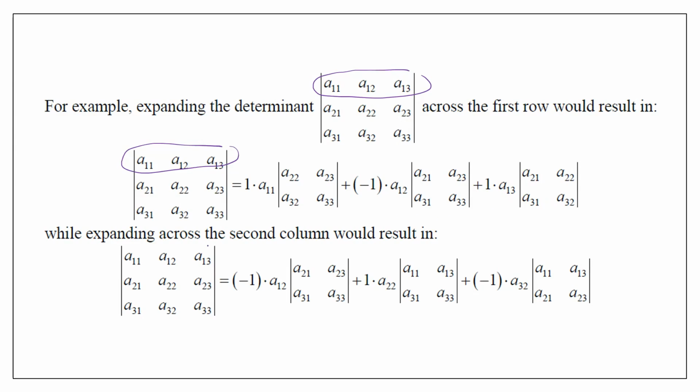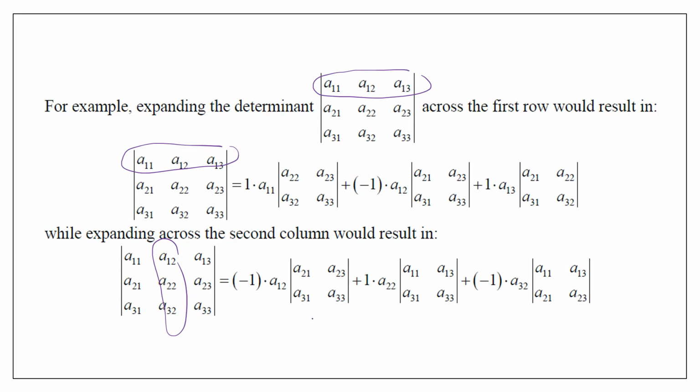If we were to expand across the second row, second column, so that would be this column right here, we would have -1 times A subscript 1,2 times its minor, plus 1 times A subscript 2,2 times its minor, plus -1 times A subscript 3,2 times its minor. So how do we know whether it's a 1 or a -1? We would use the cofactor formula.